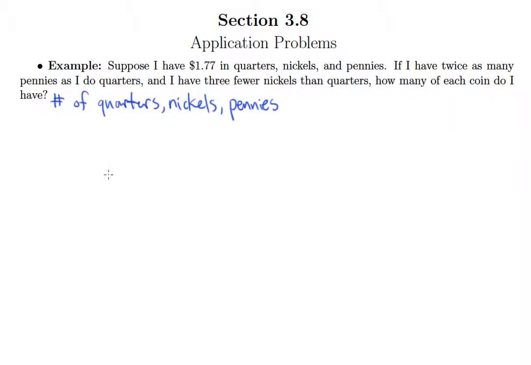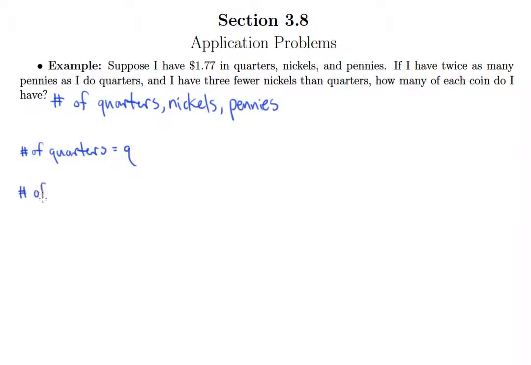So remember, the trick is to let our main variable be the thing that everything else is compared to. It says I have twice as many pennies as I do quarters. I have 3 fewer nickels than quarters. So quarters is what I'm comparing to for both pennies and nickels. That means I'm going to let quarters be my main variable. So the number of quarters is going to equal Q.